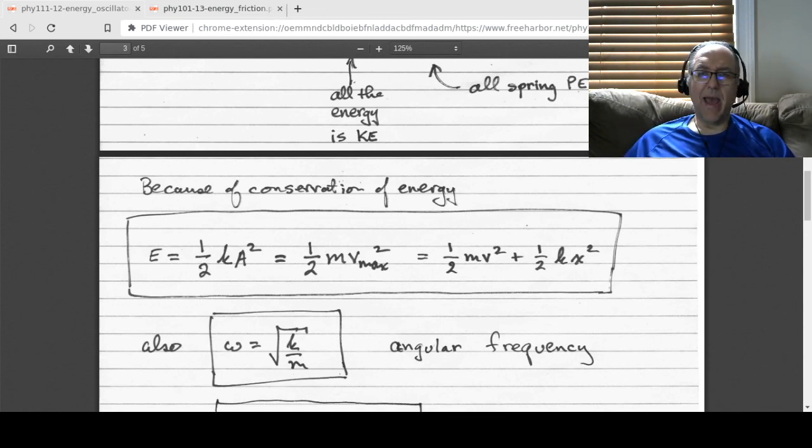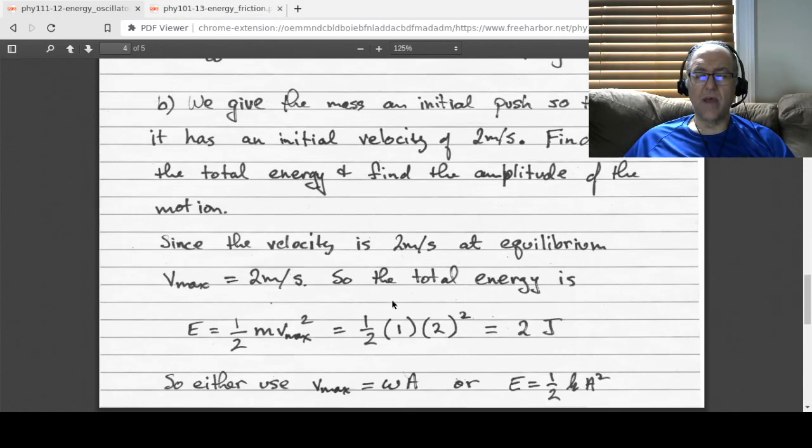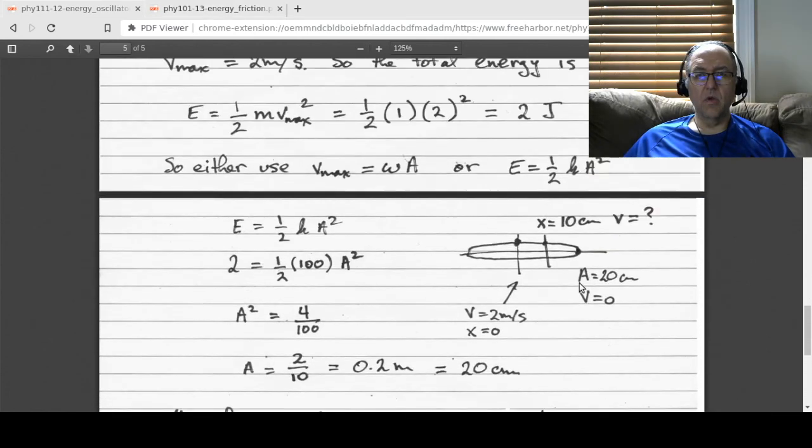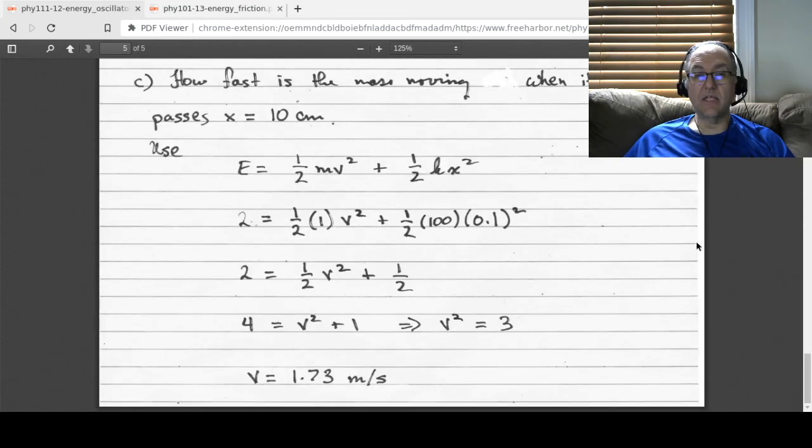By the time you're halfway back, you're actually traveling pretty fast, okay? So, you're 0 here, you're 2 there, you're not 1 there, you're 1.73 there. Okay, so you're significantly higher than the halfway point for the velocity. All right, and again, that's because everything is coming in as a square.